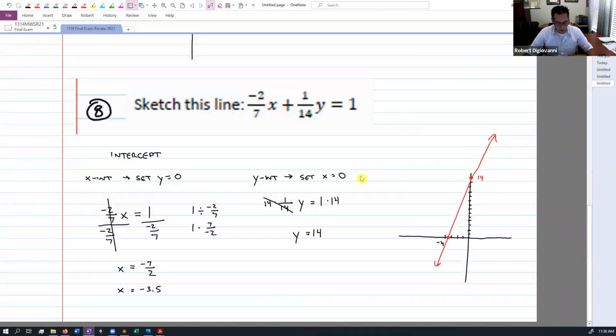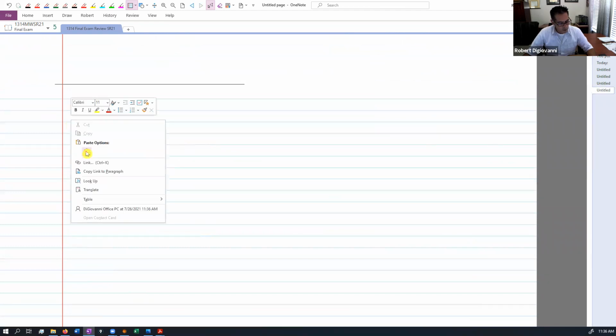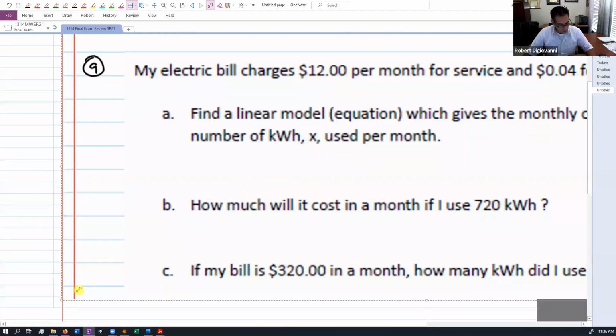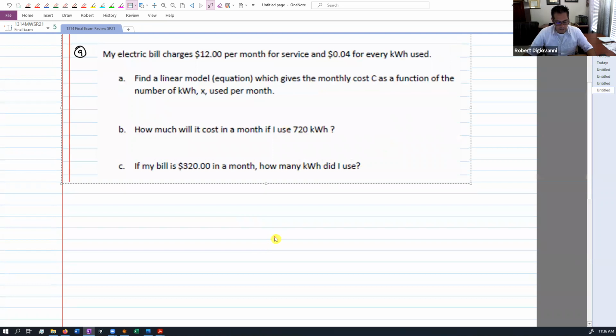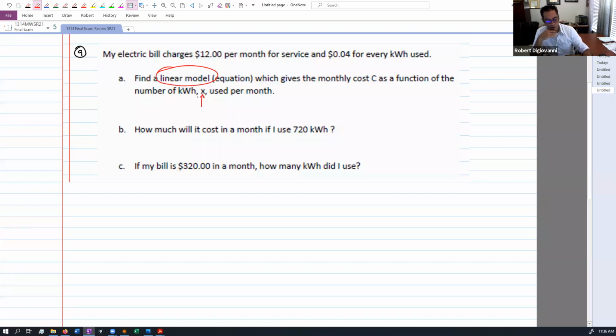A lot of y'all got this problem right on the test. Okay. So my electric bill charges $12 a month for service and $0.04 for every kilowatt used. Find a linear model which gives the monthly cost as a function of the kilowatts used. We're going to let X be the number of kilowatts used.